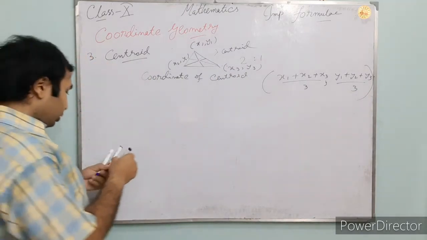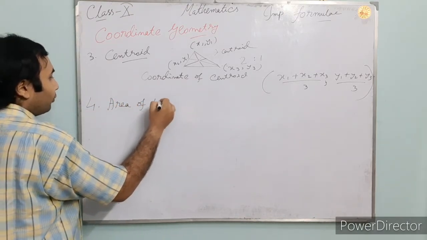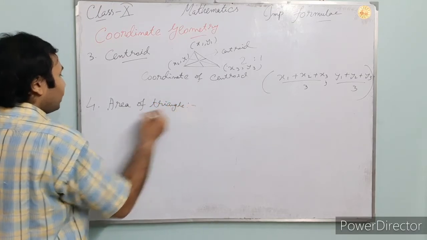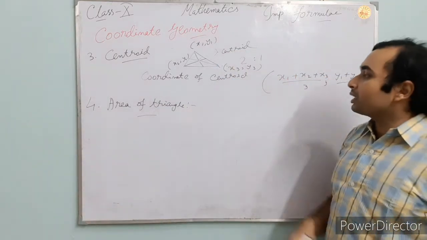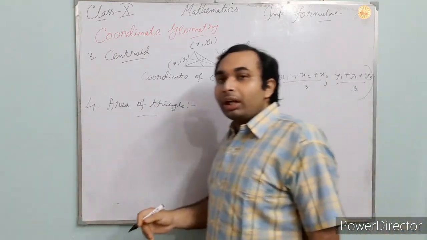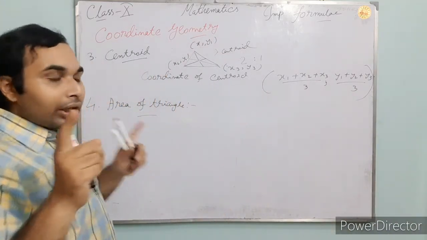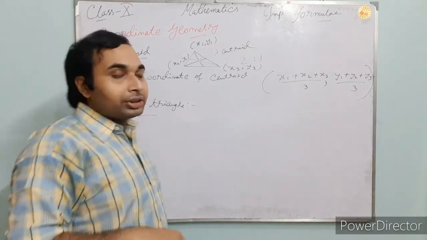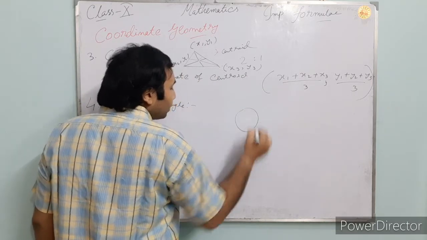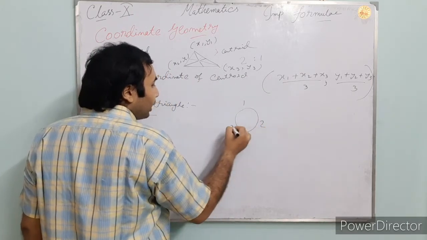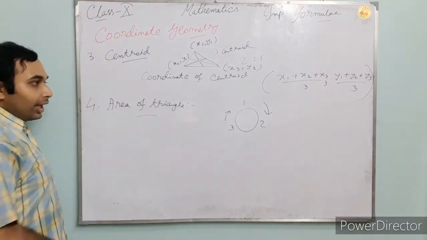The last one is the area of the triangle. If x1, y1, x2, y2 and x3, y3 are the three vertices of a triangle, then what will be the area of the triangle? Actually the formula is quite big, but there is a symmetry. How will you remember this formula? Just draw a circle with 1, 2 and 3 and give this arrow, the clockwise arrow.